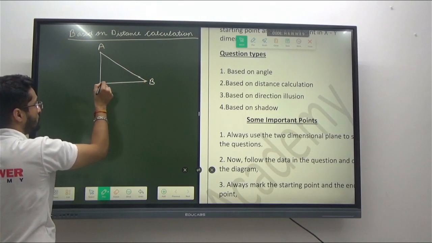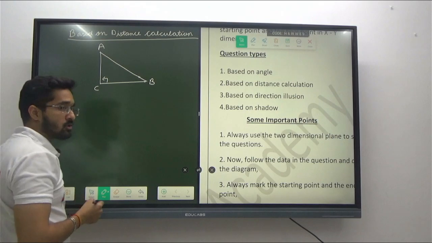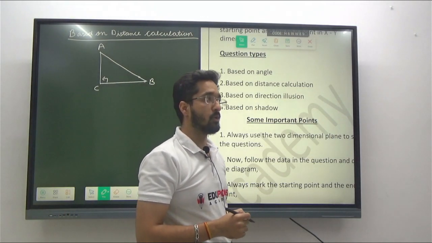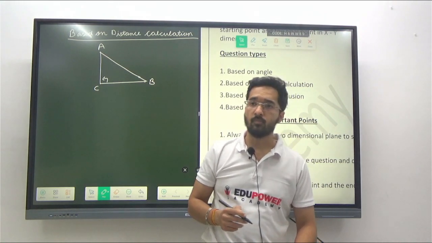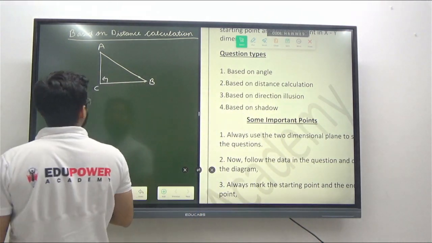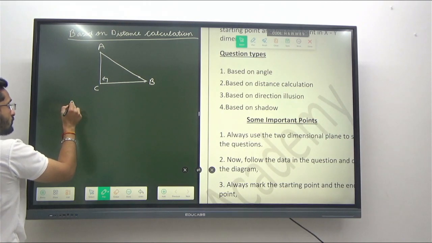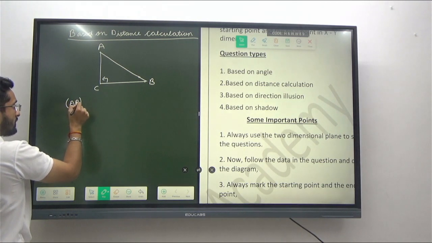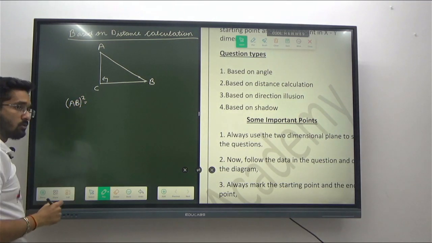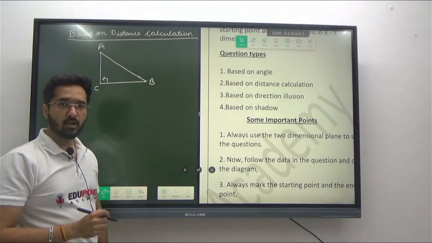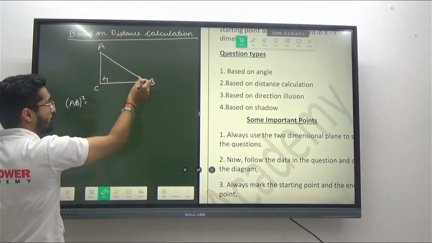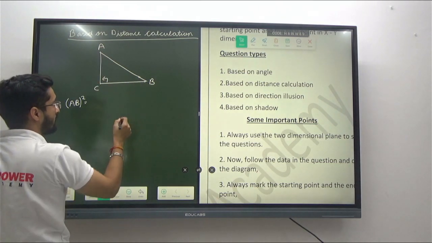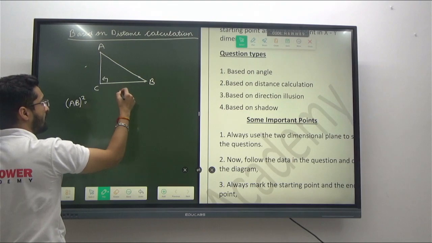So, you need to be aware regarding the Pythagoras theorem. Pythagoras theorem will be frequently used and tested in this chapter, and you need to know it well. So, what does Pythagoras theorem say? Pythagoras theorem states that in a right angle triangle, the square of the hypotenuse, this is the hypotenuse AB, this is a right angle triangle, these are the two legs AC and BC.